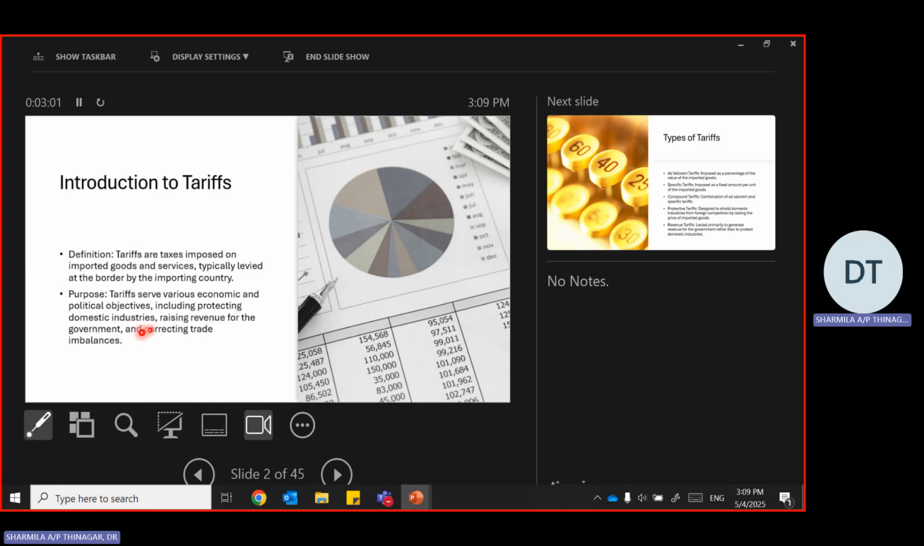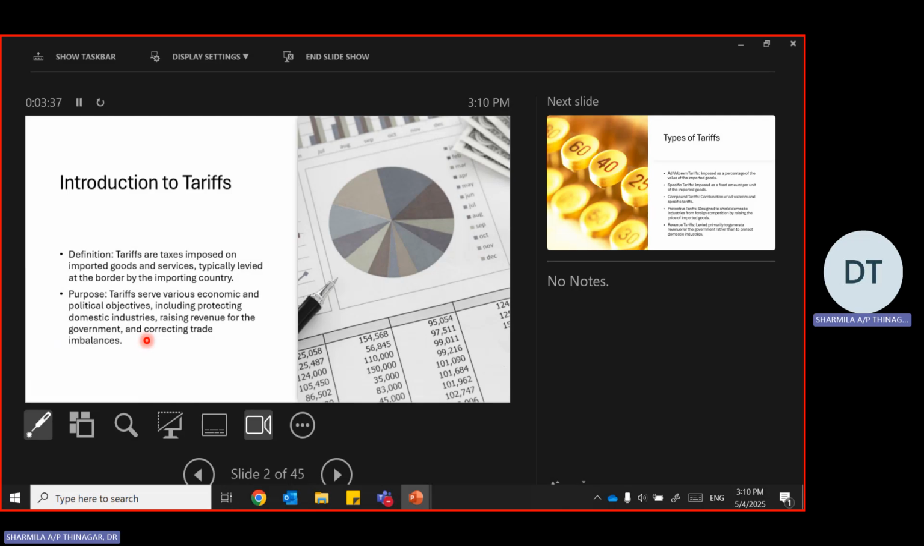So when I talk about trade imbalances, remember I mentioned just now about X more than M. What does it mean? If X is more than M, surplus, right? If M is more than X, deficit, right? If X is equal to M, trade balance. That's it, right? So they want to correct the trade imbalances.